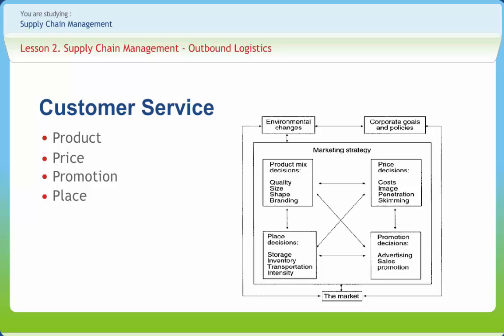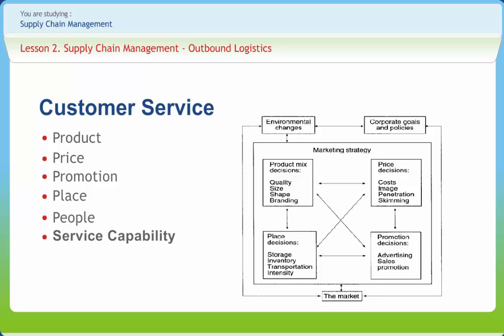In the context of customer service, however, place takes on another meaning. The role of place in the 5 P's is to facilitate the transaction between the logistics organization and its customers. In other words, the logistics organization should be easy to do business with.